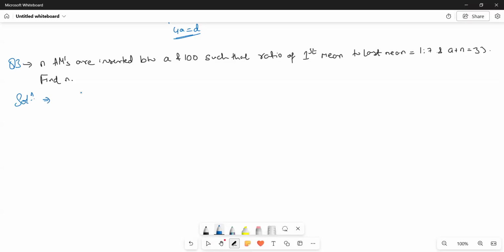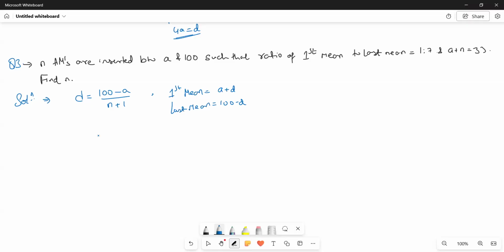Okay, for arithmetic means, what is the formula for D? B minus A by N plus 1. Now, the first mean would be A plus D, and the last mean would be 100 minus D. The first mean is the second term of the AP. The last mean is the second last term of the AP.